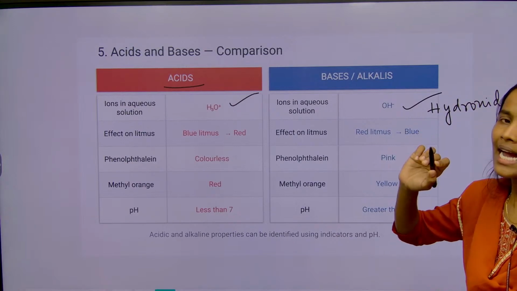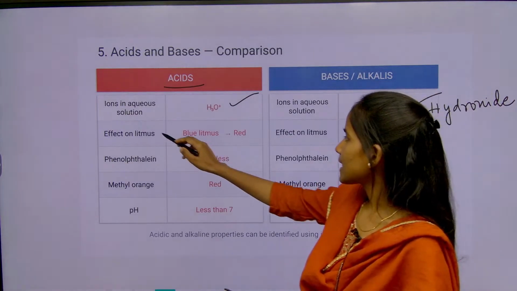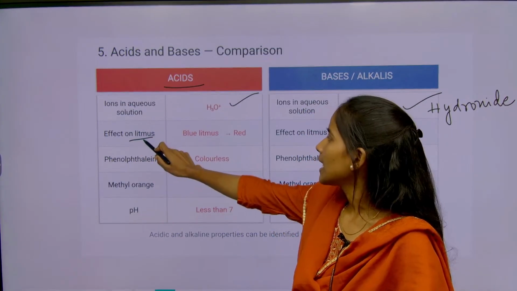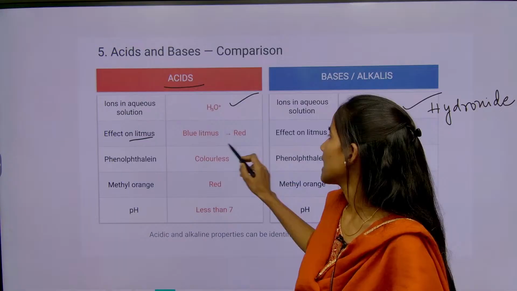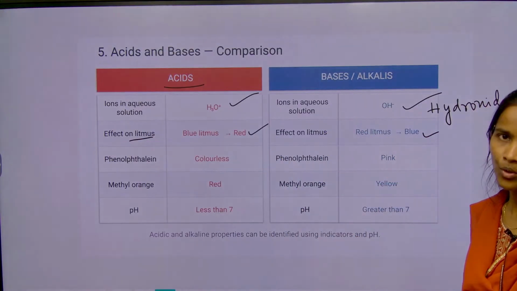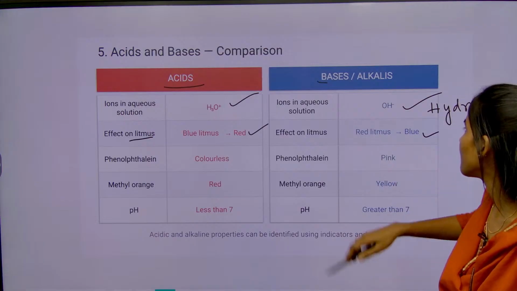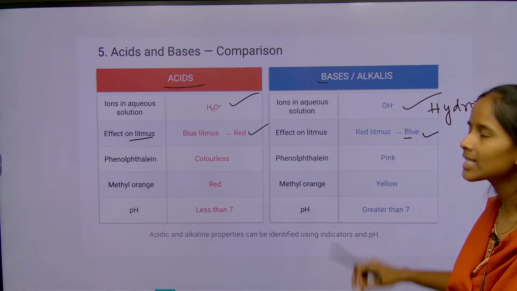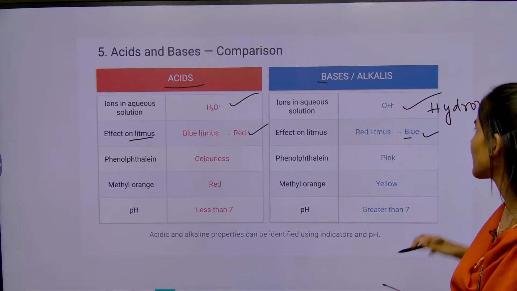We will call it hydroxide ion. Whereas different indicators I have given here. See, in litmus solution, acids turn it red, whereas bases turn it blue. Keep it in mind, bases starts with B and the color we are getting is blue, which also starts with the letter B. This is a very good trick to remember.